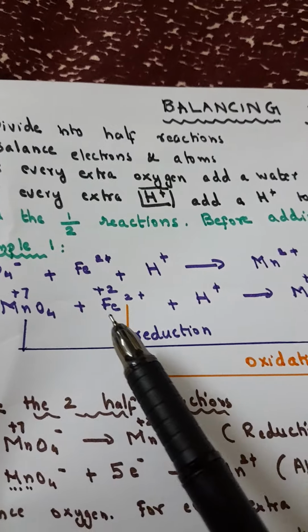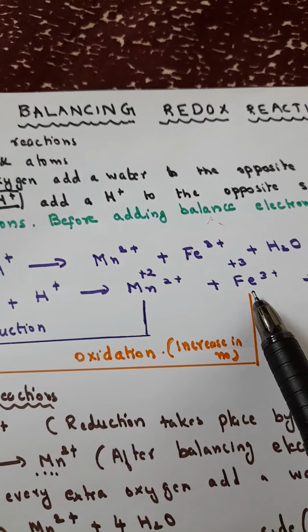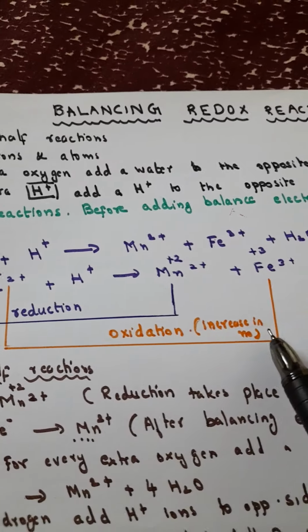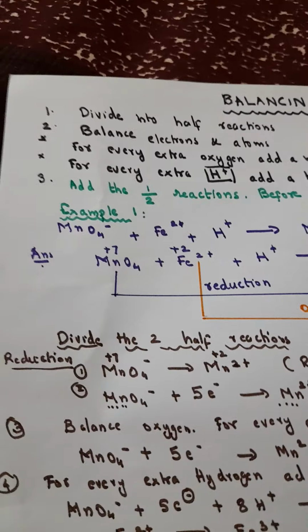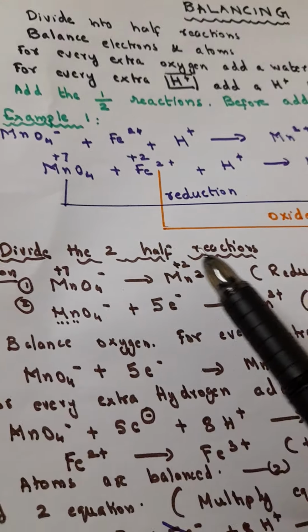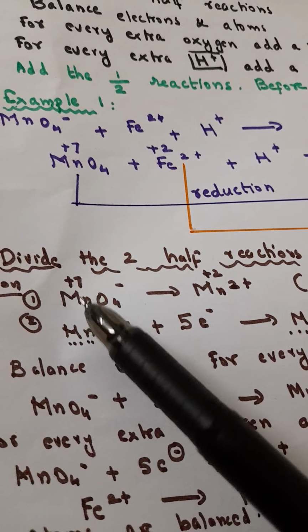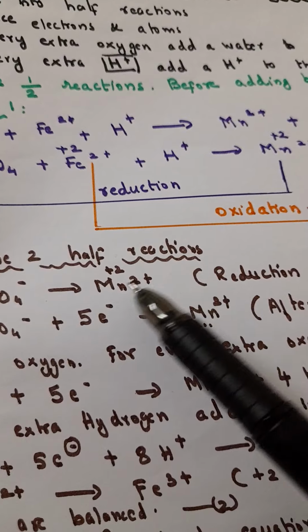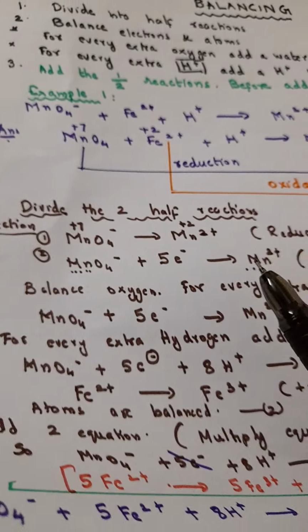Now take the case of Fe: Fe2 plus becomes Fe3 plus. So it is increasing, and we call it the oxidation part because an increase in oxidation number means oxidation. Now we will divide the two half reactions. The reduction part is MnO4 minus, where manganese is +7, giving Mn2 plus, where Mn is in the +2 state.